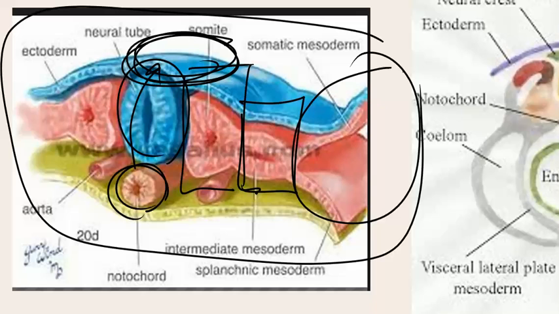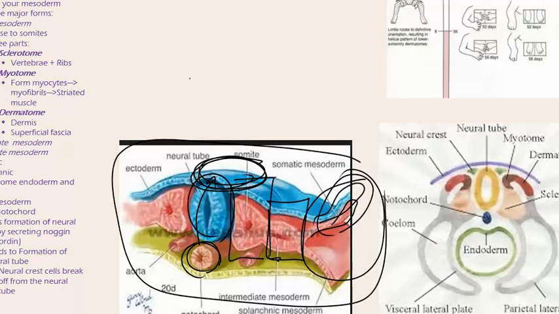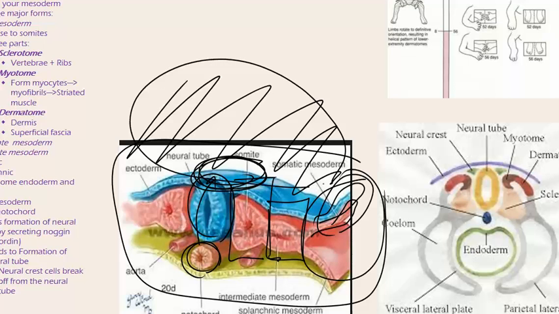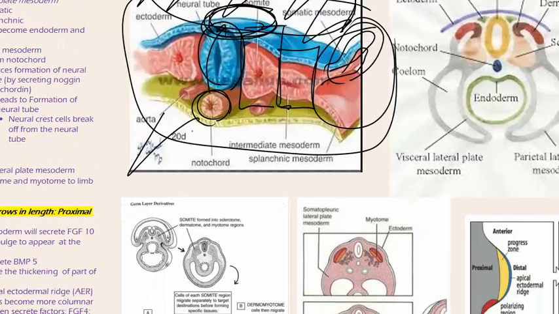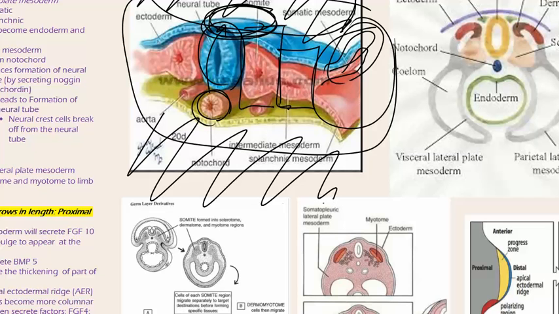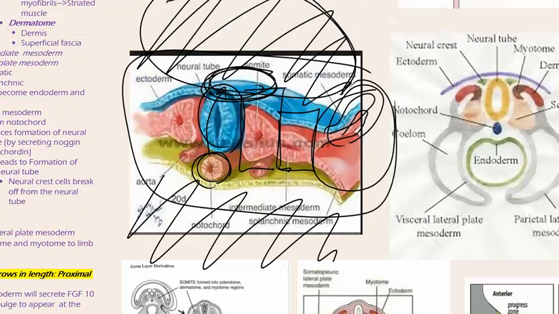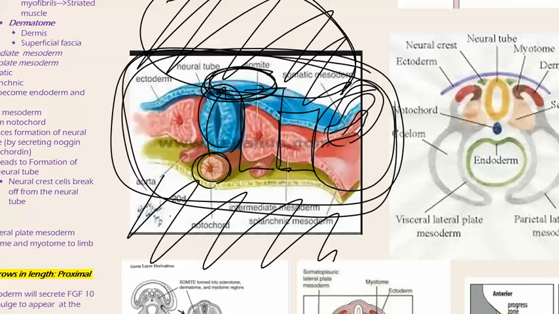Okay, so there are two kinds of lateral plate mesoderm. You have the somatic lateral plate mesoderm, this one right here. That's the one that is moving with the ectoderm, like alongside the ectoderm. You guys remember, above here would be the amniotic cavity, and below here would be the yolk sac, or the hypoblast. But the major concern is this. This is what we care about. Everything else is not really critical.